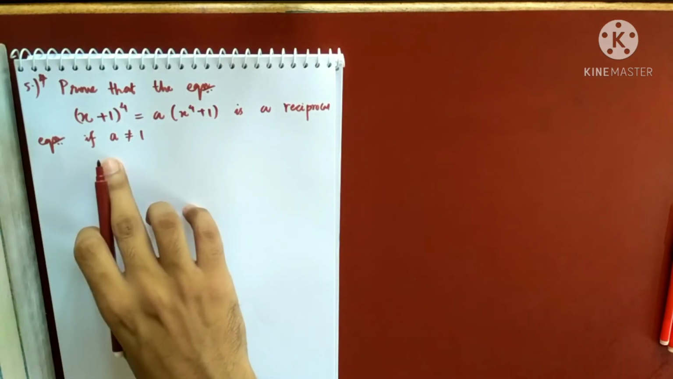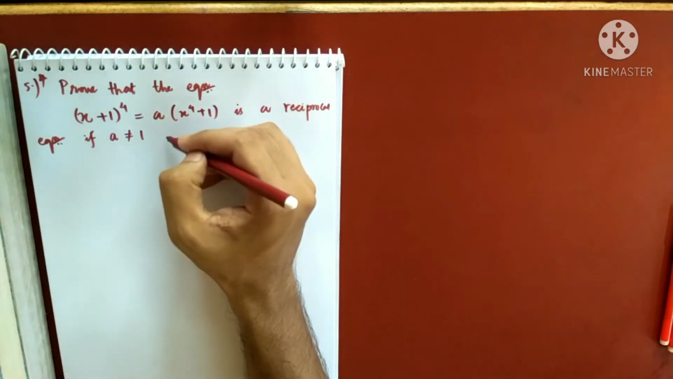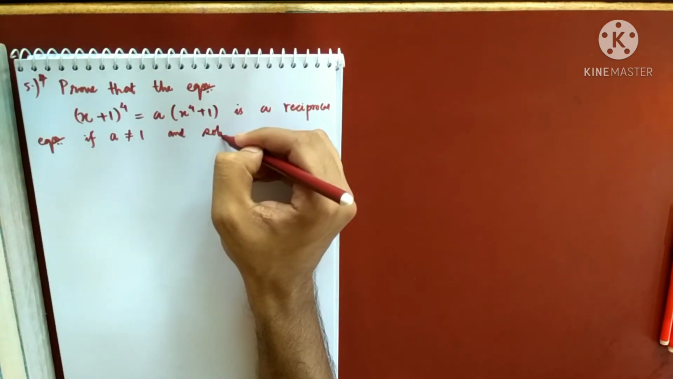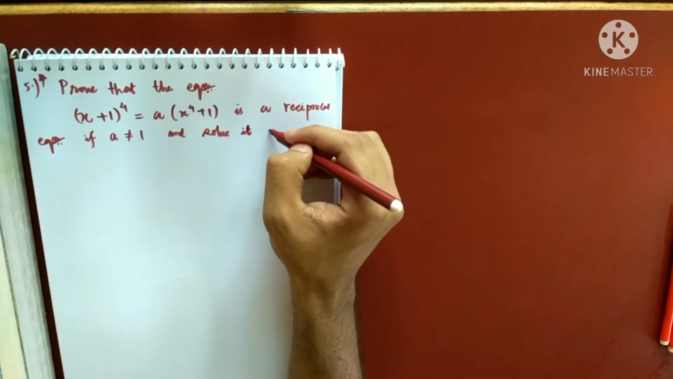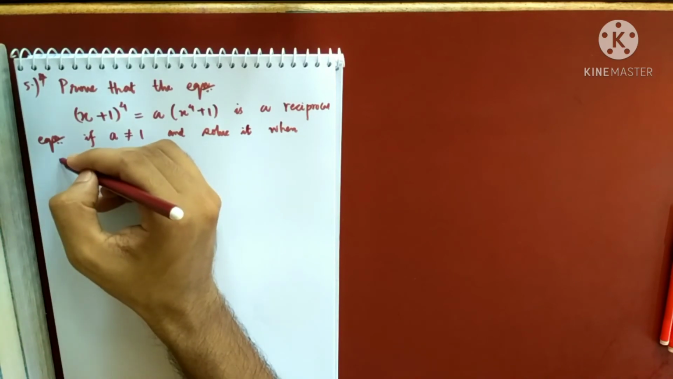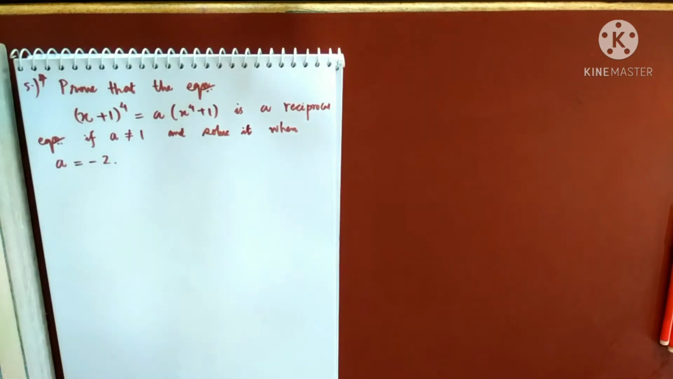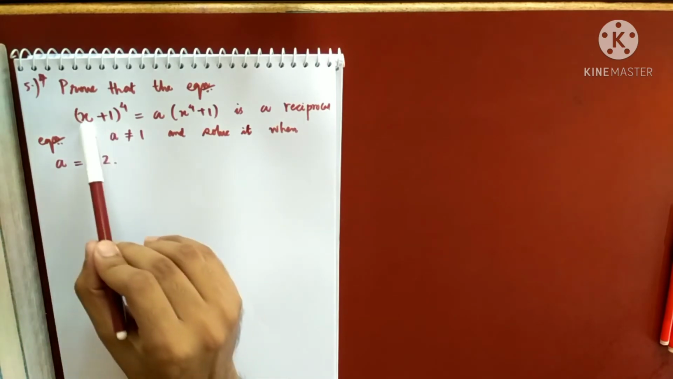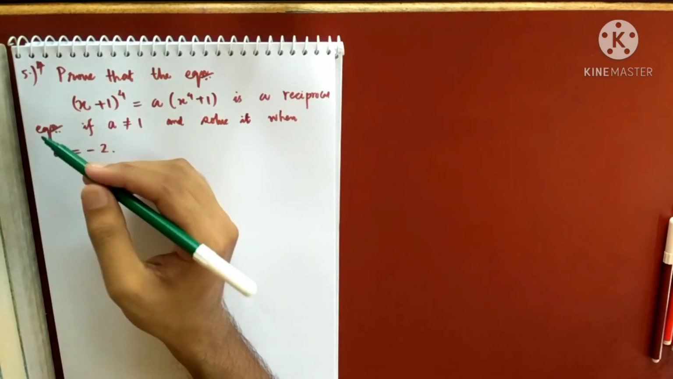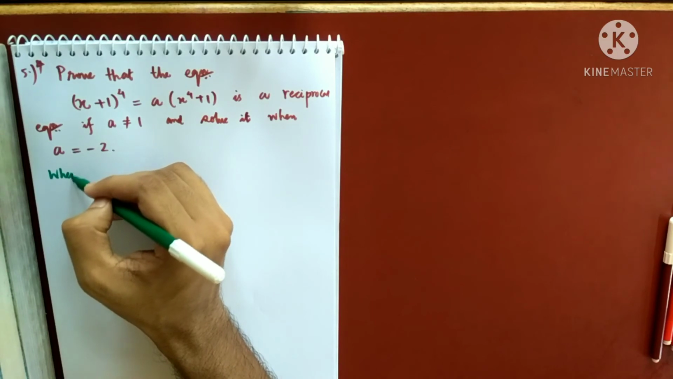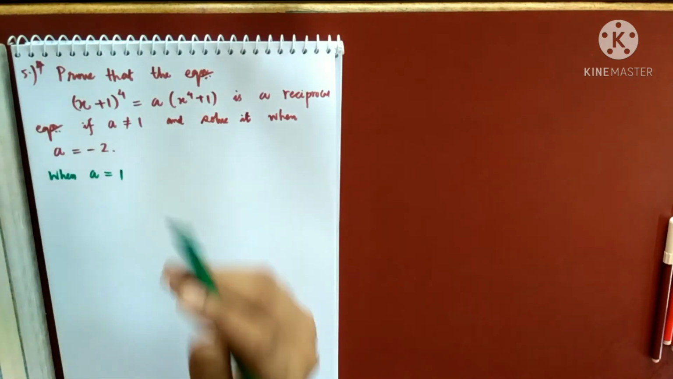It is a reciprocal equation if a not equals to 1, and solve it for a particular value of a. That means solve it when a equals to minus 2. So firstly, I'll prove that this equation is a reciprocal equation for any a not equal to 1, and then once I know that this is a reciprocal equation, we'll solve it when a equals to minus 2. So let's see why it is not a reciprocal equation when a equals to 1.